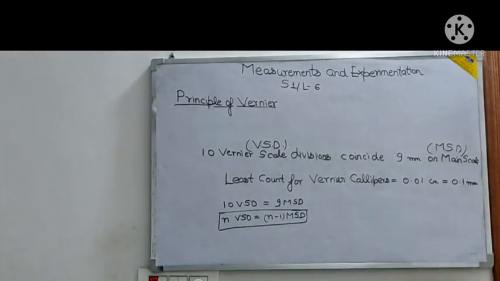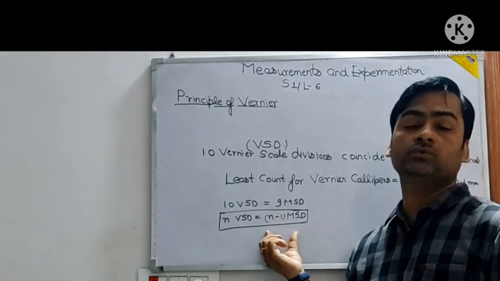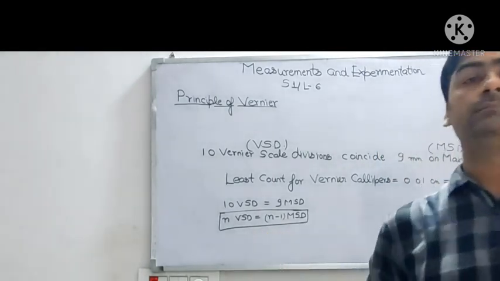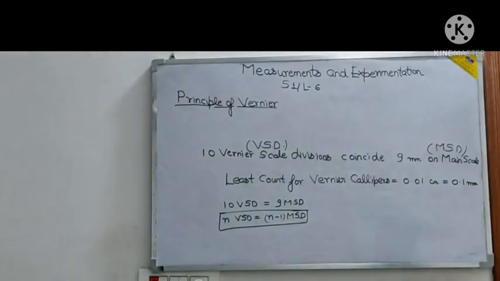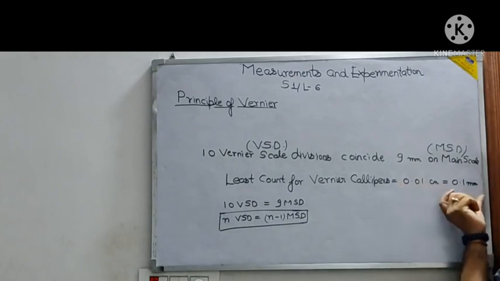So see, the principle in the common form, I am reading from a book: the divisions of the vernier scale are smaller than the smallest division on the main scale. The graduations are such that n vernier scale divisions coincide with n minus 1 main scale divisions. Generally, a vernier has 10 divisions which coincide with 9 divisions on the main scale. Is it clear to all? So that itself is the principle of the vernier calipers. I told you this yesterday also. So what is the minimum length you can measure with the vernier calipers? 0.01 centimeter or 0.1 mm.